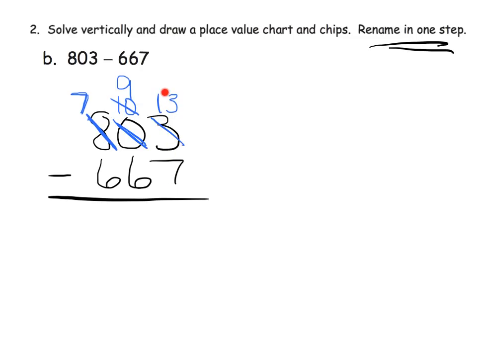And now we have 13 minus 7 gives us 6. 9 tens, take away 6 tens, gives us 3 tens. And 7 hundreds, take away 6 hundreds, gives us 100. So our answer is 136.